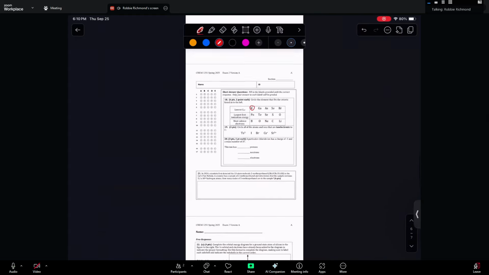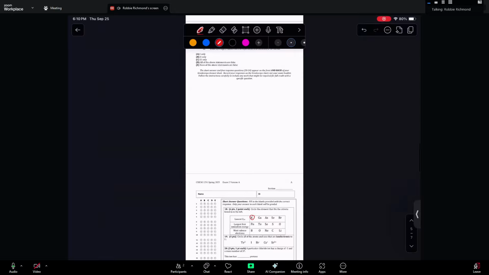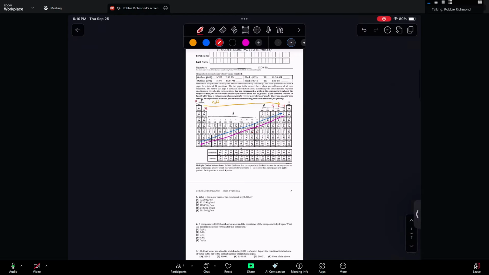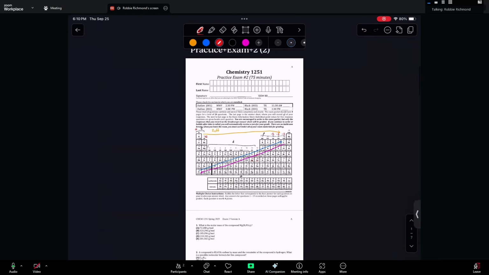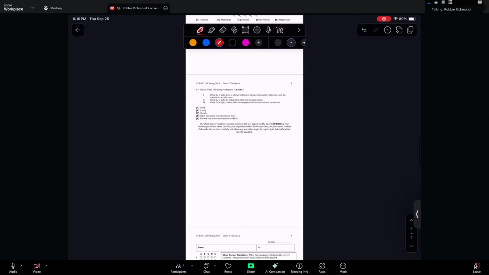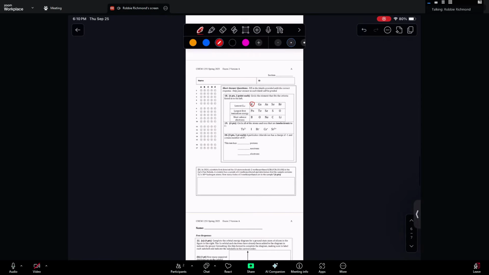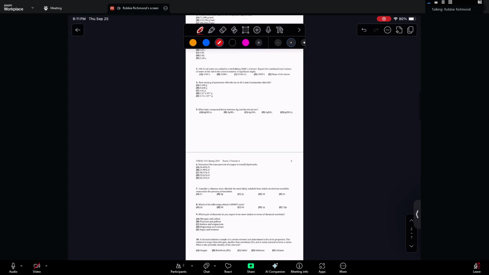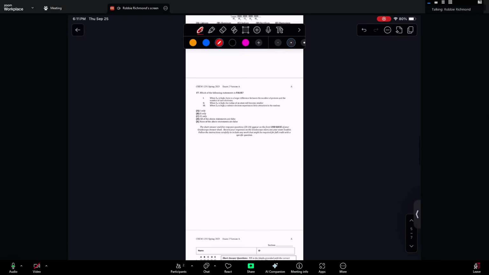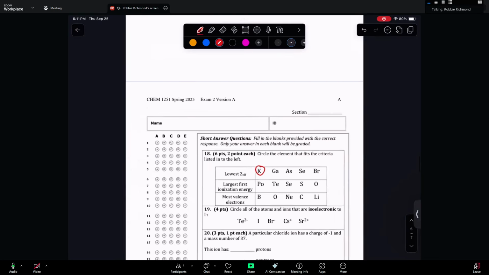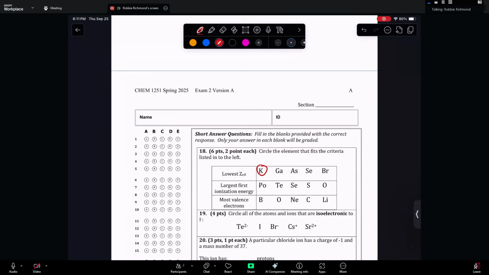Now, just to solidify this concept, if we look at what the highest effective nuclear charge is, I would say bromine. Is there anything in noble gas? There's not. So bromine would be our element with the highest effective nuclear charge. Remember, left to right. Then we're asked for largest first ionization energy.